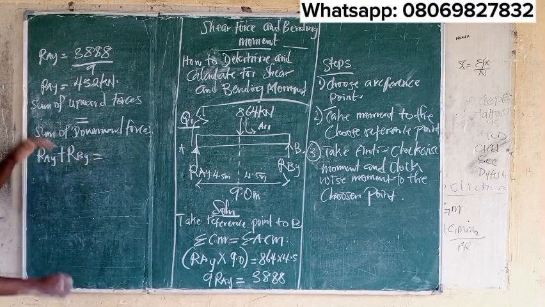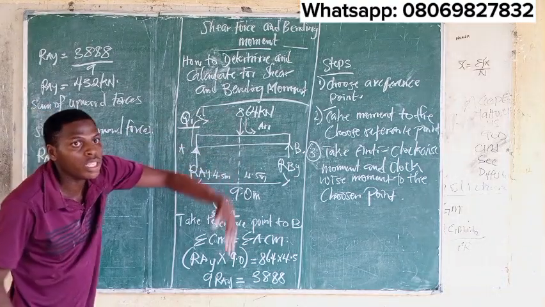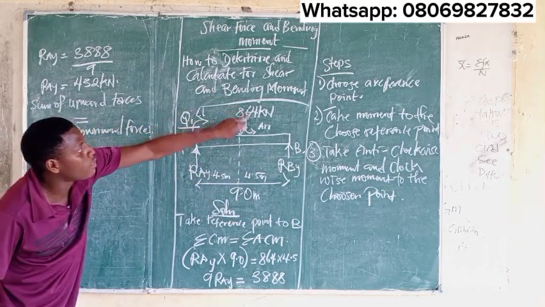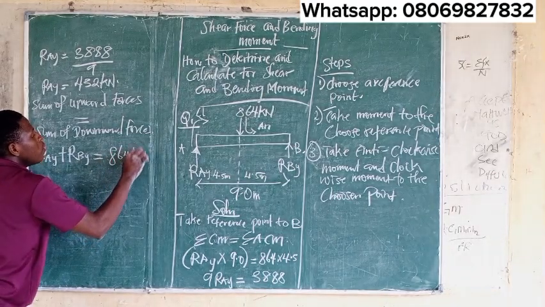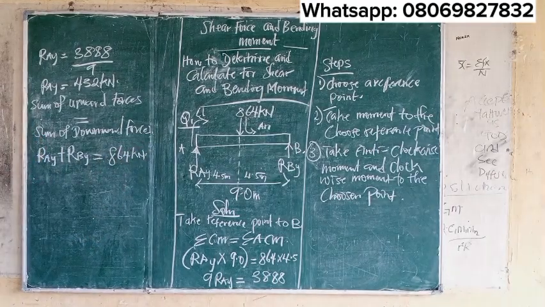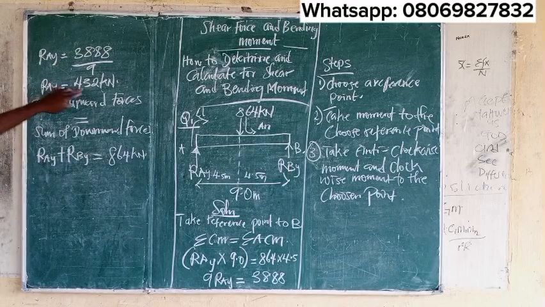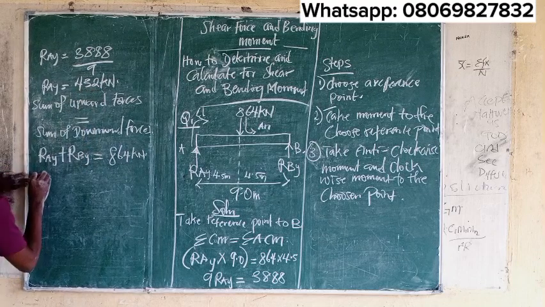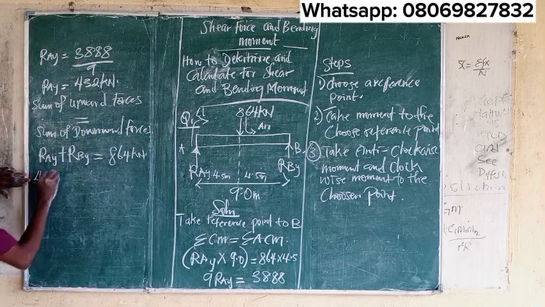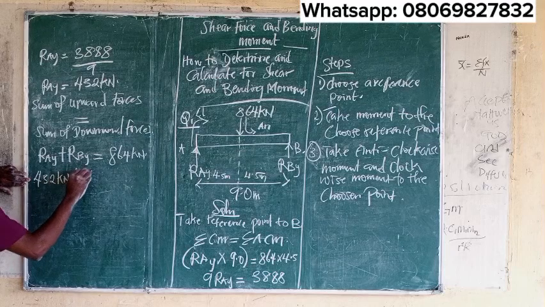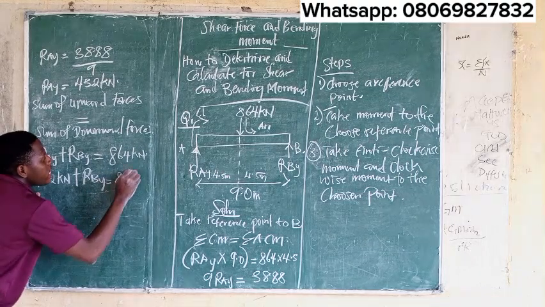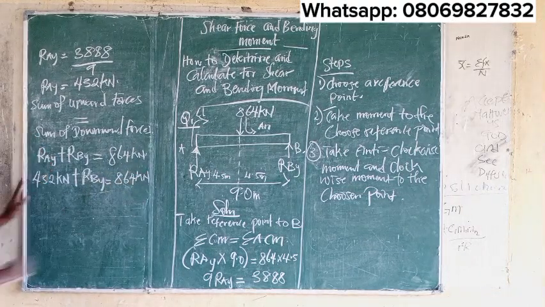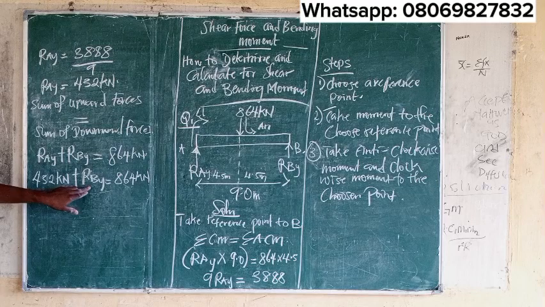RBY is equal to, what are the downward forces? The only downward force we have is 864 kilonewton. Now we already know our RAY, which is 432 kilonewton. So substituting what we have here, we have 432 kilonewton plus RBY, and this is equal to 864 kilonewton.